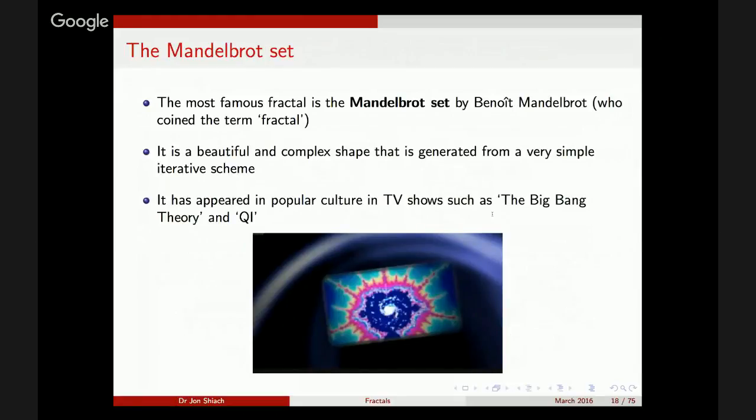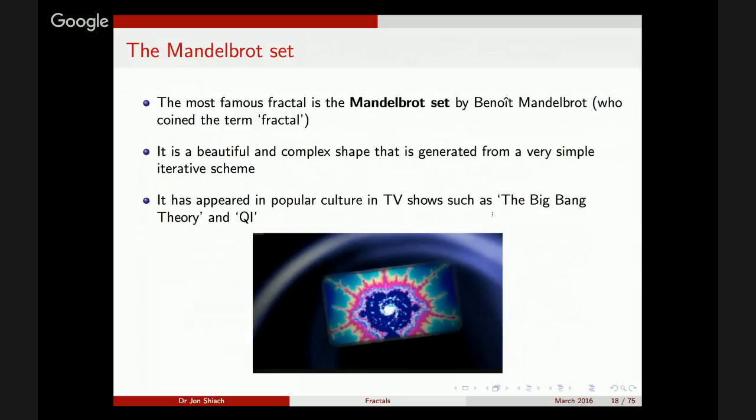Right, this brings us to what I like to refer to as daddy fractals. Okay, this is the Mandelbrot set, and it's the most famous fractal. As you can see here, this is a screenshot of the opening credits to QI, and this here is part of the Mandelbrot set.